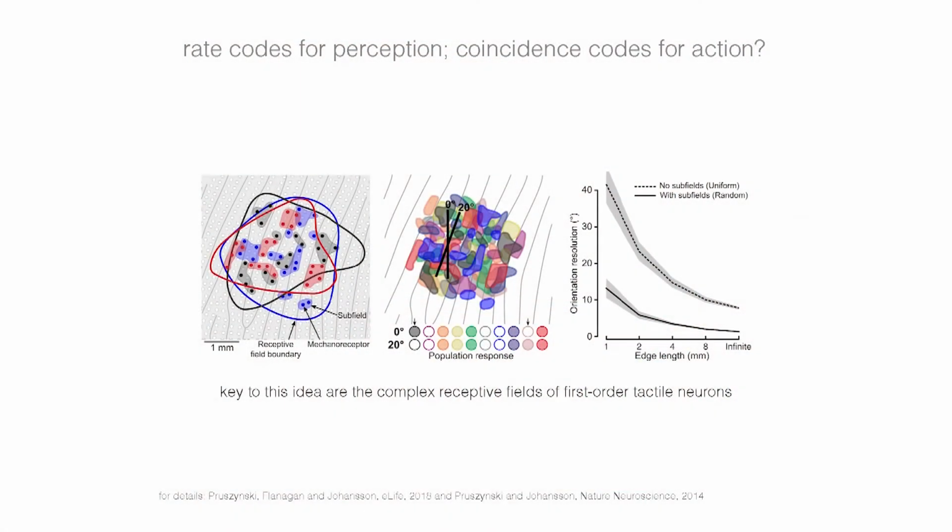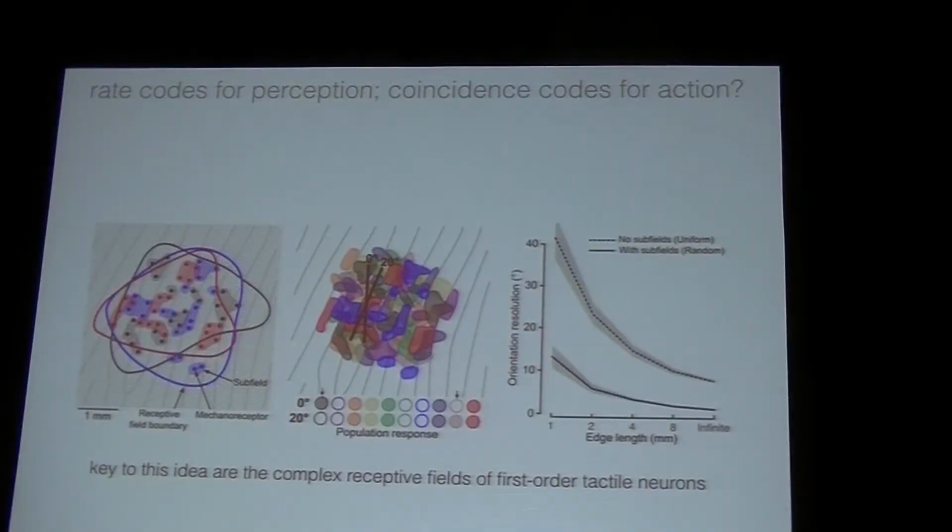So the final point here, which I don't have time to go into, but I think is something we're thinking about a lot in the lab, is getting at the neural mechanisms, again going back to the monkey lab, and trying to understand why it is the case that you have differences for perception and action. One idea that we're playing a lot with is that the first-order tactile neurons multiplex information both in rate codes and in coincidence codes.